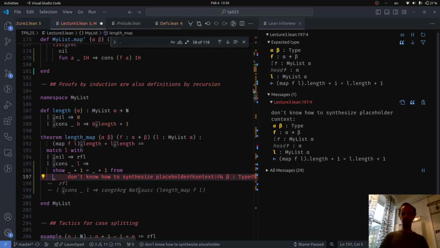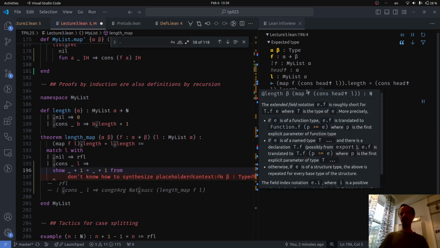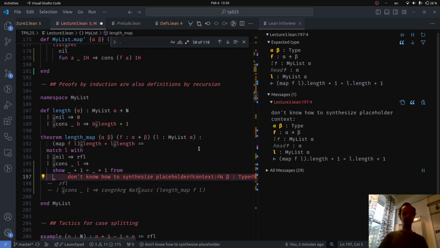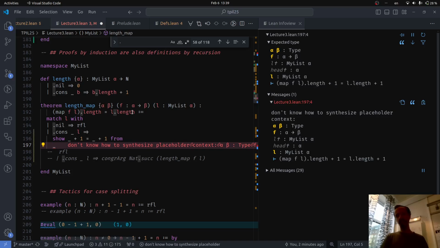Like so, and Lean has figured out what exactly it's supposed to be plus 1 of. This is because if I just unfold map and cons, all this stuff, this is really saying this plus 1, because that's how we defined it. So if you unfold map and you unfold length, then you get this.